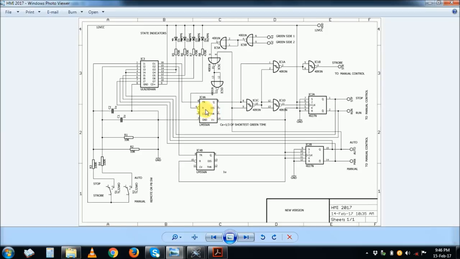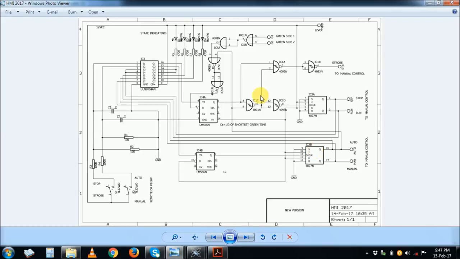But this one is more than one function. So we have a JK flip-flop here, the 4027. This flip-flop will just drop in on the clock, and then it alternates these states. Either it is high here and low here, or it is high here and low there. This has two circuits in one chip, so you have a double circuit.